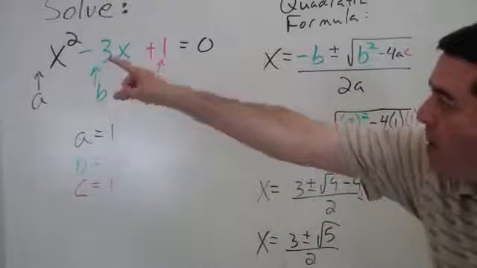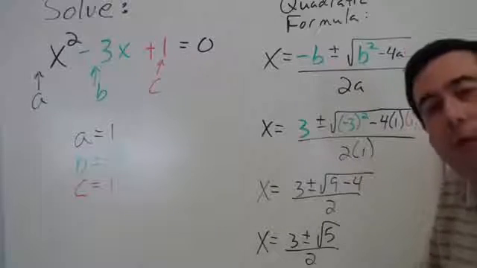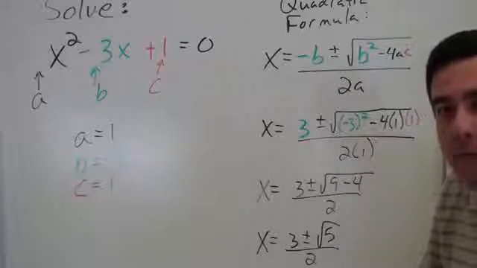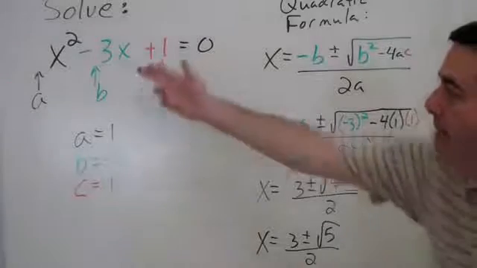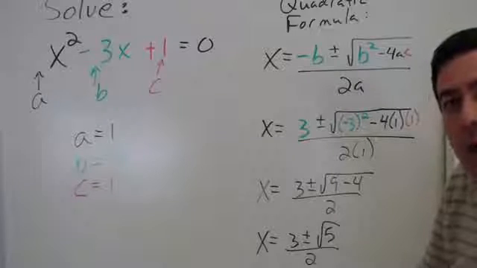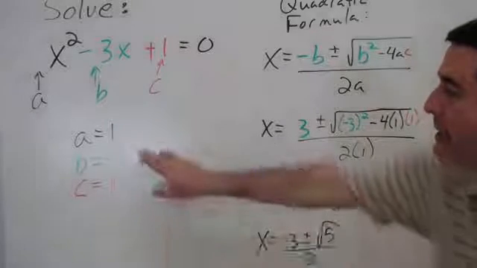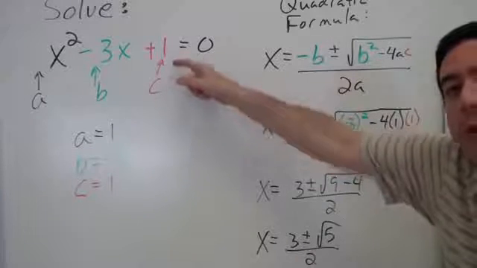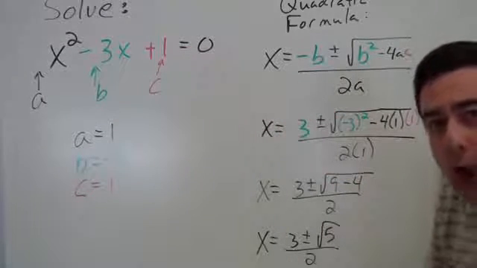A is the coefficient of the x squared term. For this problem, it's going to be understood to be a 1 that is the coefficient of that x squared. B is the coefficient of the x. Signs are part of it. So for this one, b is negative 3. And c is the constant value, so c for this one is 1.